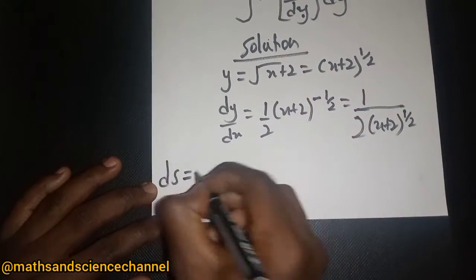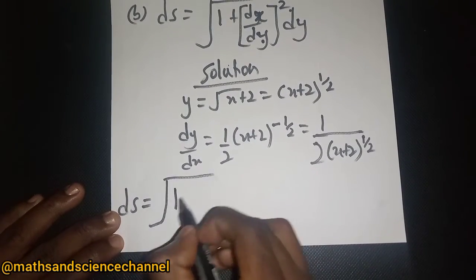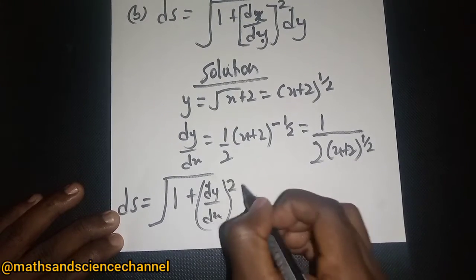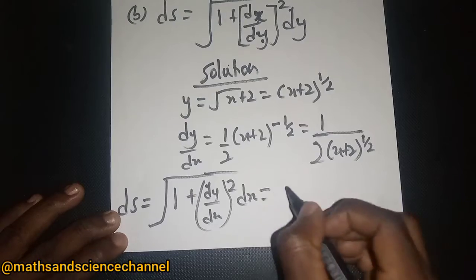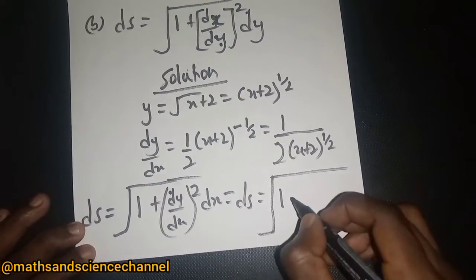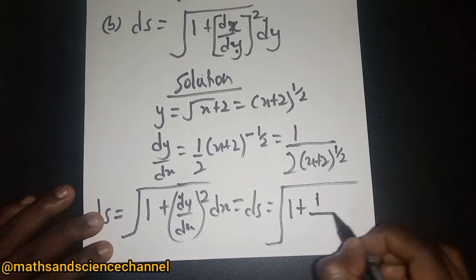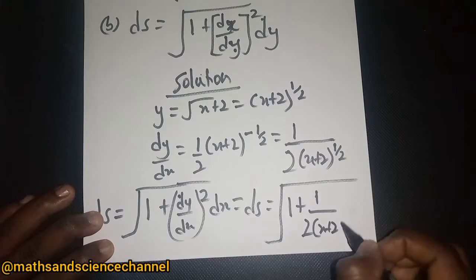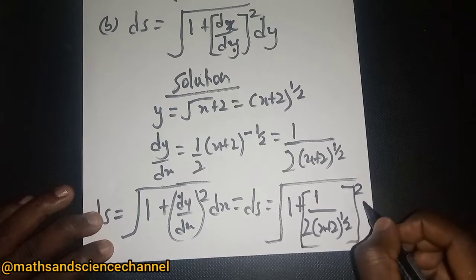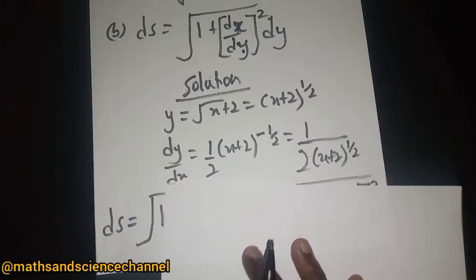So we have ds being equal to the square root of 1 plus dy over dx all squared, then dx, which will be equal to, the x here being 1 here. Then we have plus 1 over 2 here, x plus 2 to the power 1 over 2, then we are squaring that, dx. All right, so let's continue here.